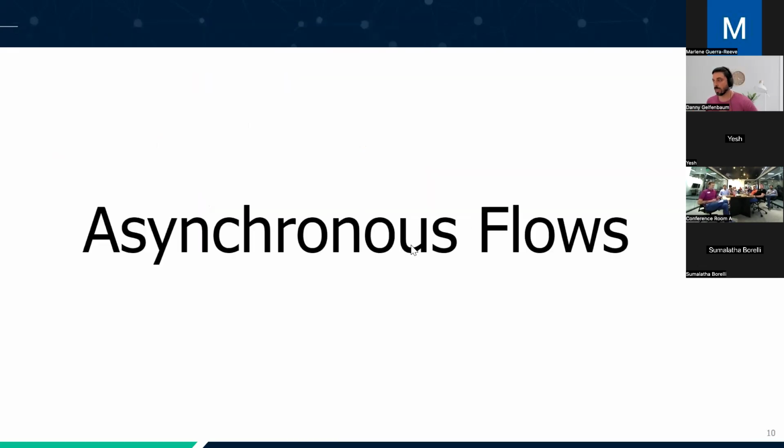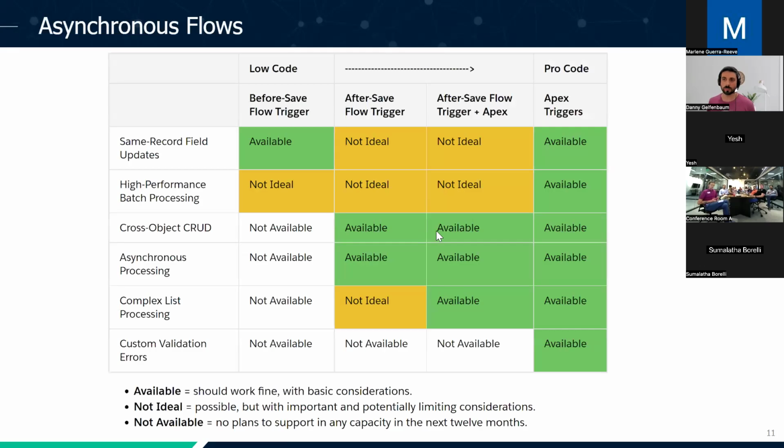All right, asynchronous flows. I'm going to give a little bit of background. I have this table here that shows the capabilities. This is from the Salesforce Architects blog or webpage. I'll put the link here later. You see that you have more and more capabilities as you move from low code to pro code, and by pro code, they mean Apex, basically.